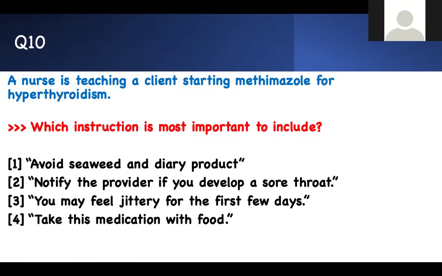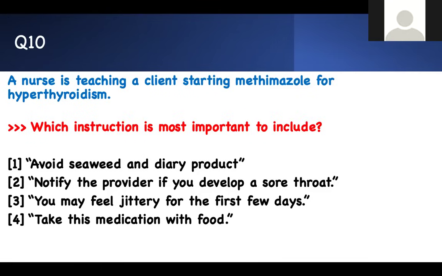And then she's teaching a client taking methimazole for hyperthyroidism. This is the second medication that you can use for hyperthyroidism instead of PTU. Which instruction is most important to include? Avoid seaweed and dairy products. Notify the provider if you develop a sore throat. You may feel jittery for the first few days. Take this medication with food. There's a content there. Look at those statements. If you don't know anything about methimazole, I'm giving you one thing and one thing only. It also causes agranulocytosis. So pay attention to that.